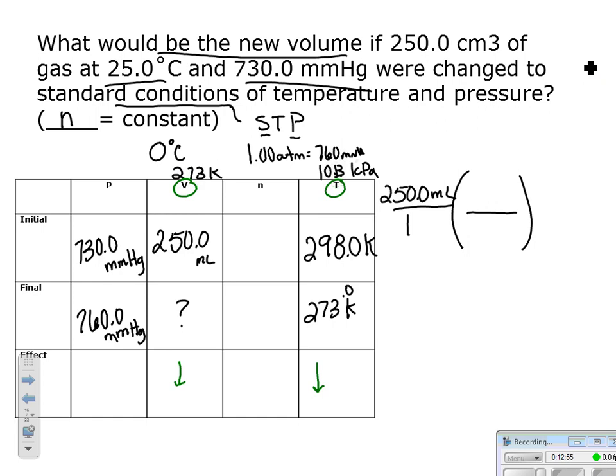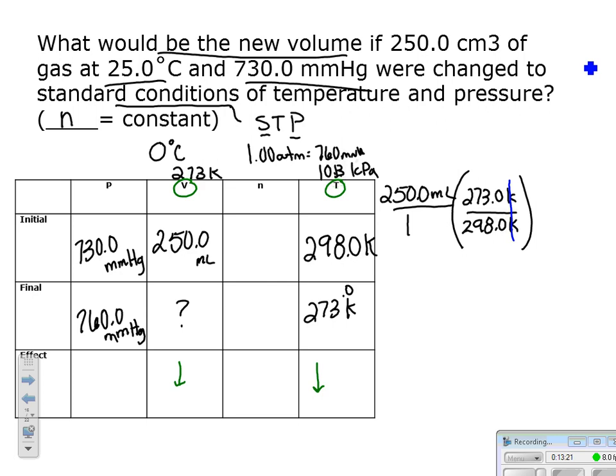So we're going to make a fraction that is smaller than 1, because we want the 250 number to get smaller. So we'll put the 273 kelvins on top. We'll put the 298 kelvins on the bottom. Kelvins cancel. And now we'll have a new volume that is smaller than our original volume.